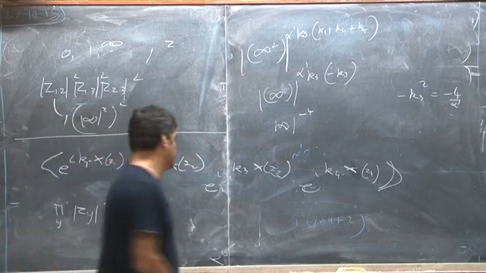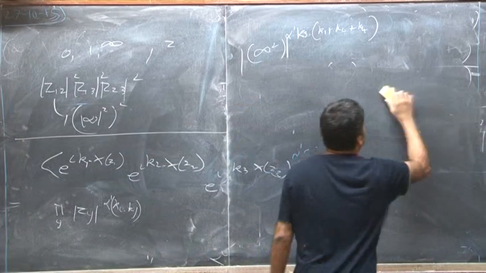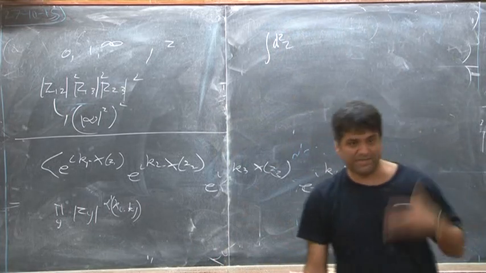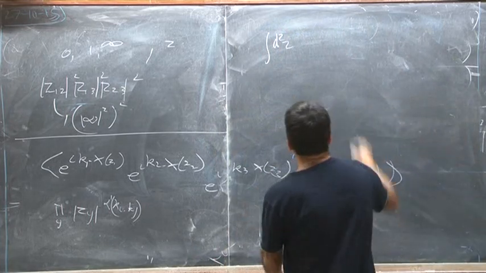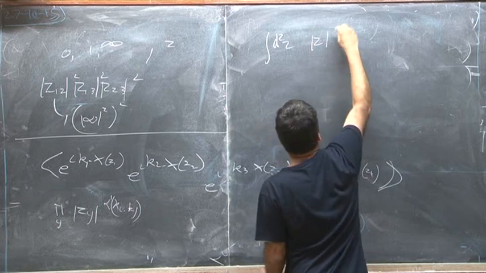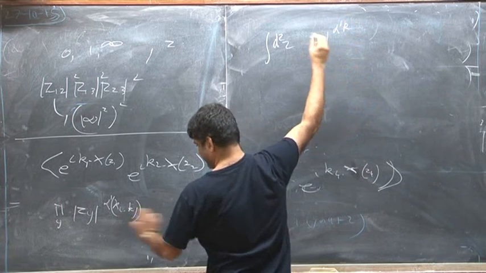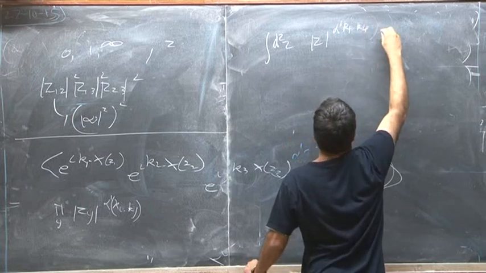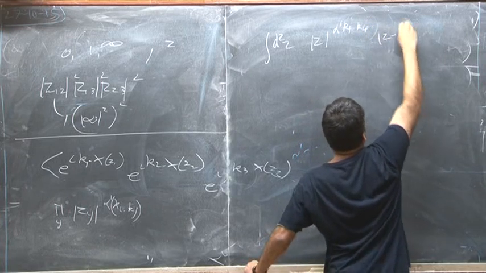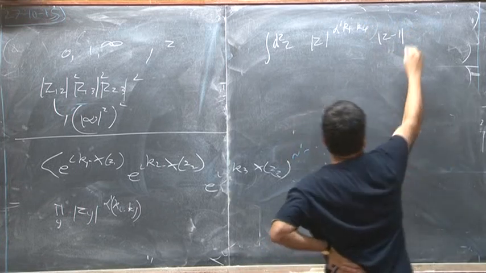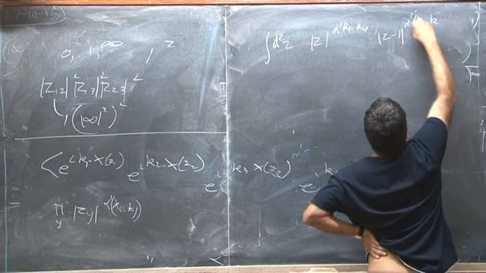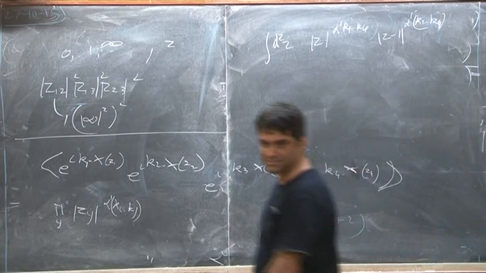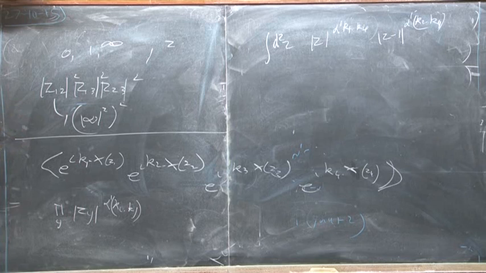Done. Okay? So what's our final formula? Our final formula is the integral over Z, so we have to integrate over the unfixed vertex, of |Z| to the power α' k1·k4, times |Z minus 1| to the power α' k2·k4. So that's it. It's a pretty simple formula.